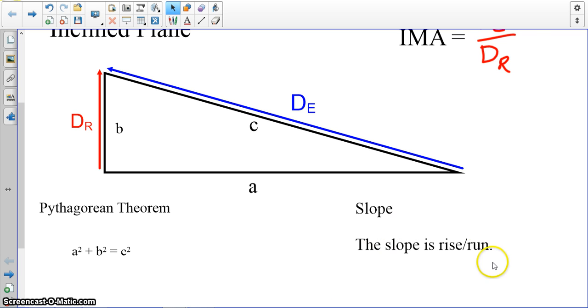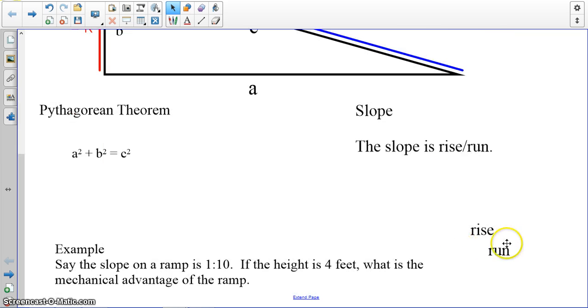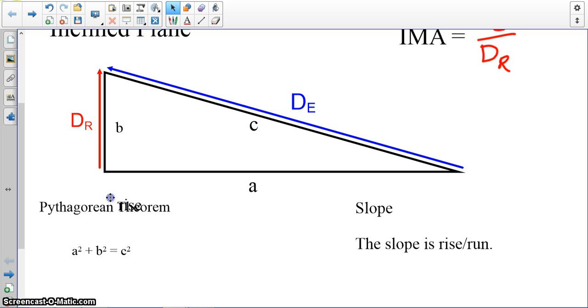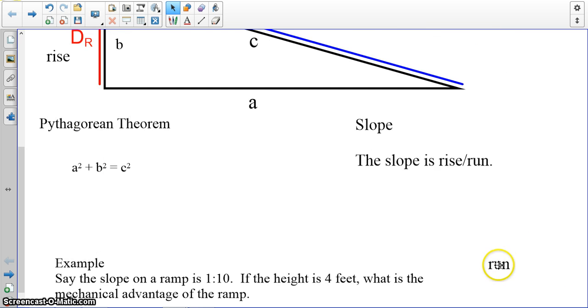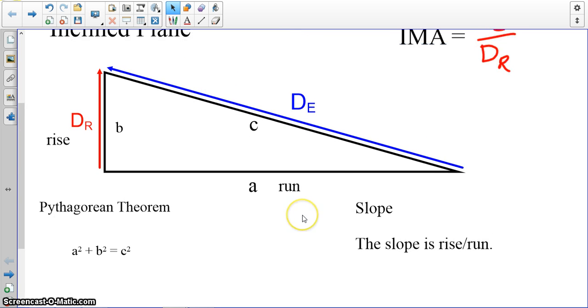The slope is rise over run. The slope of this line, now it's oriented in a funny way, but just remember, everything's positive. So you might think, oh, the run should be negative because we're going to the left. Well, no, we're not. Don't worry about it. Run is how far to the left and right you're going. Rise is how far up and down you're going. Okay, so rise over run is the slope.